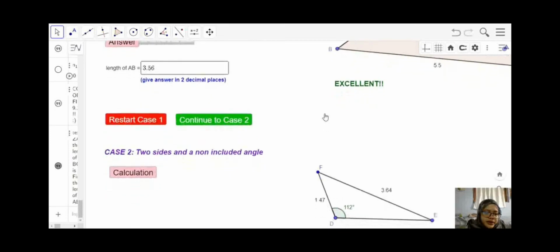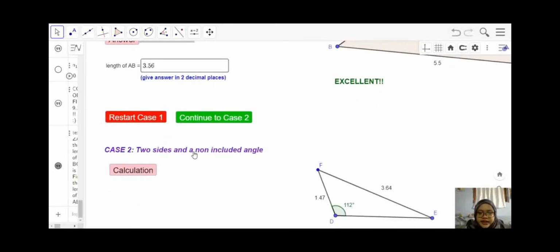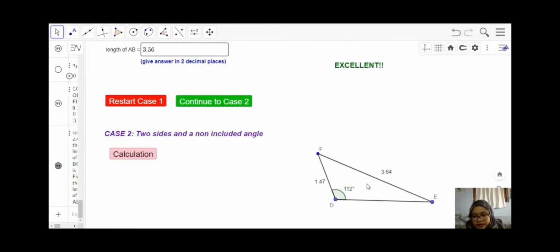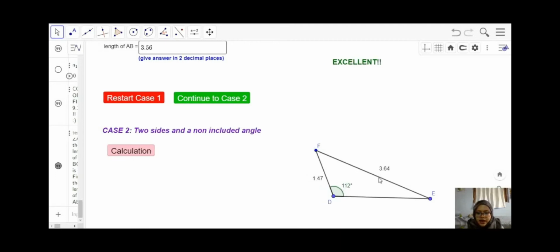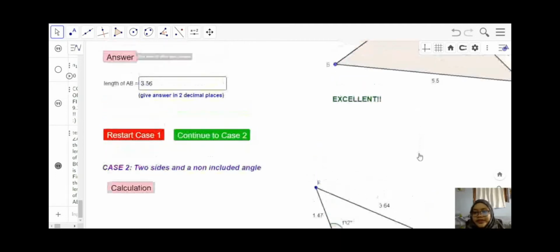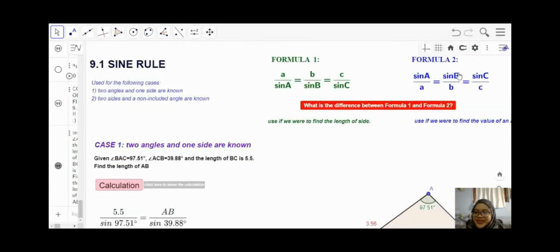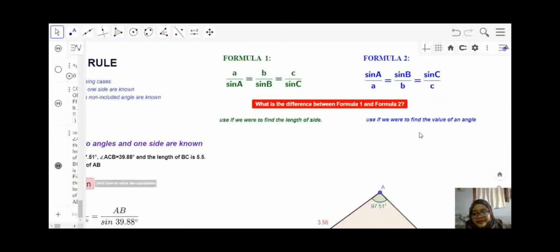Where we have two sides and a non-included angle. As you can see, we have two sides, DF and FE are known, and the angle is 112. Since we want to find the angle E, we use formula 2 since we want to find the angle.